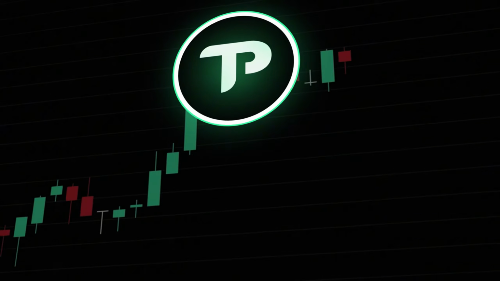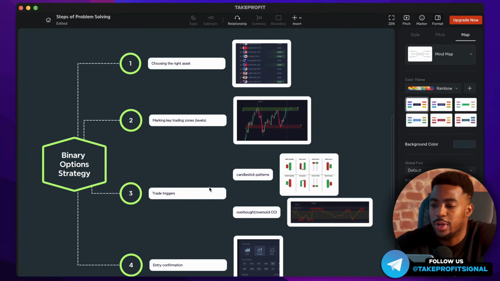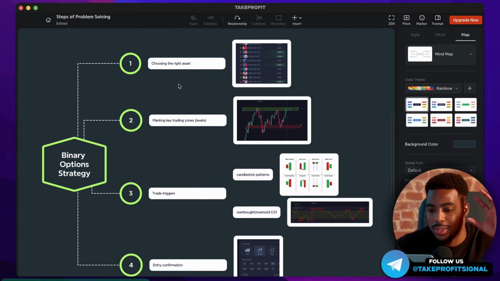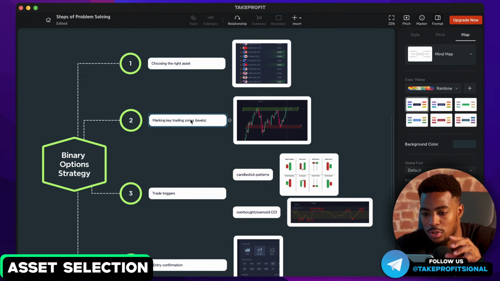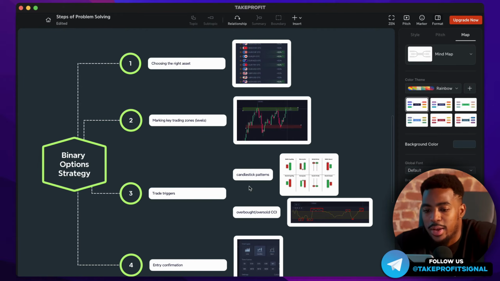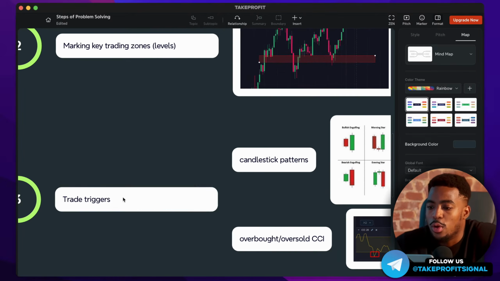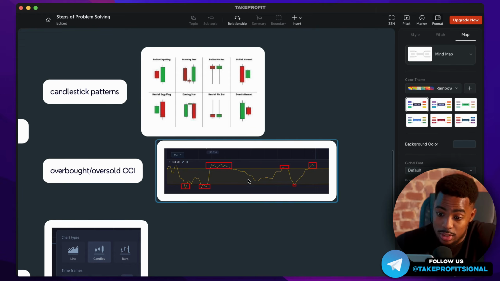I also want to mention that I have prepared a small mind map that will help you better understand my strategy for making money. I have outlined 4 main points that will help you achieve success when trading using this strategy. We will start with selecting an asset, then move on to identifying key levels for trading. After that, I will explain how exactly a trade is initiated, what triggers it, and what causes a downward or upward movement. We will use very simple yet time-tested tools.